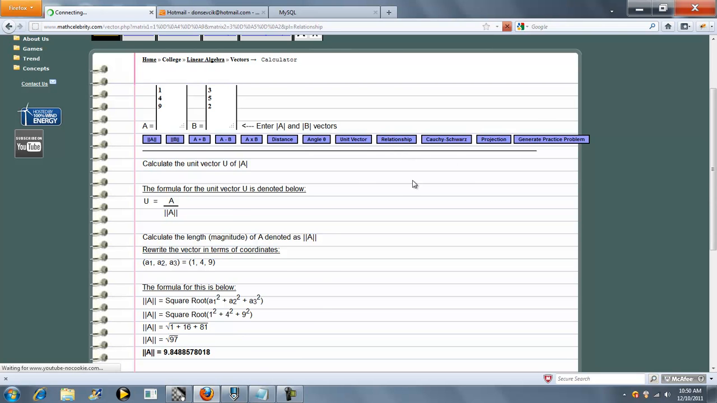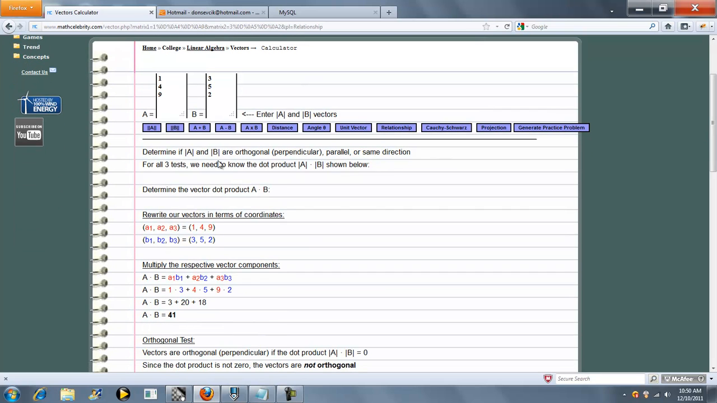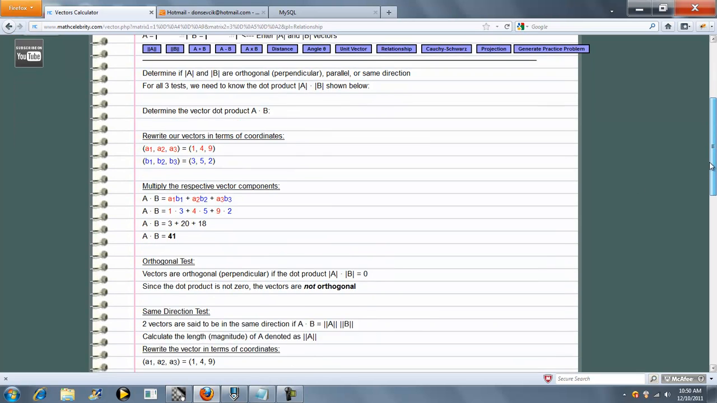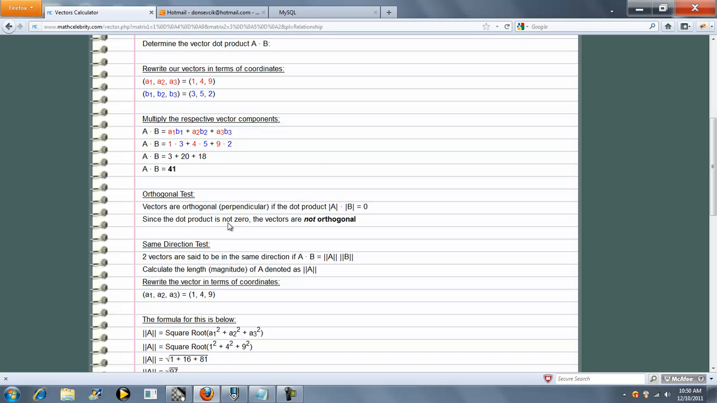Now the relationship button. What this button does is check to see if A and B are orthogonal, perpendicular, parallel, or going in the same direction. So we calculate our dot product, in this case 41. It's not orthogonal because the dot product is not 0. If it was orthogonal and the dot product was 0, this would change to orthogonal.